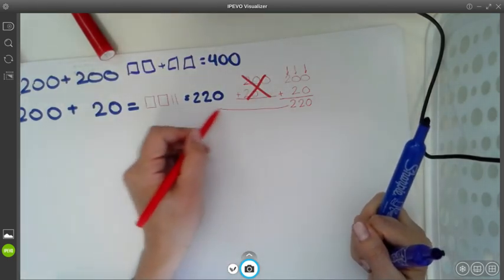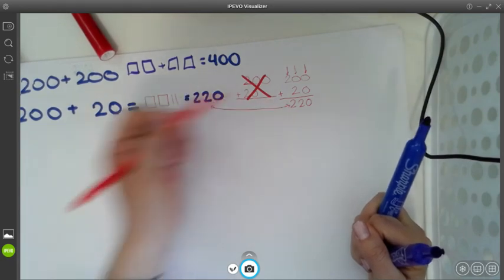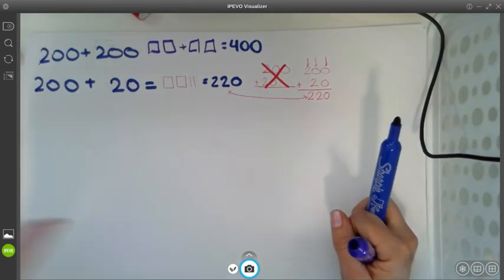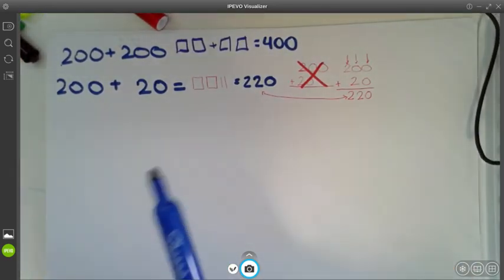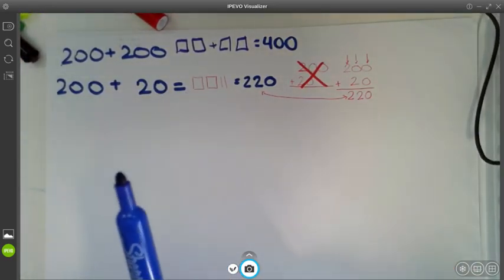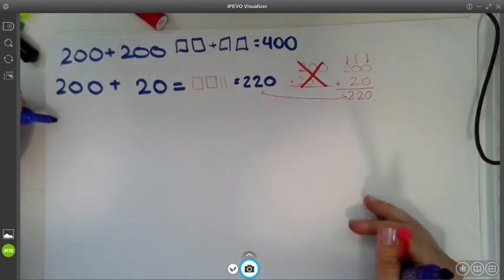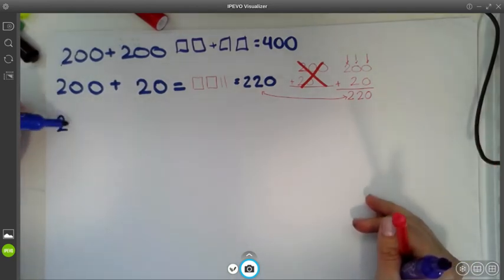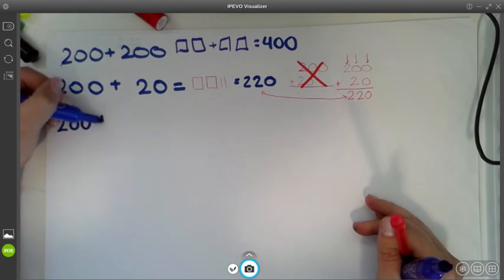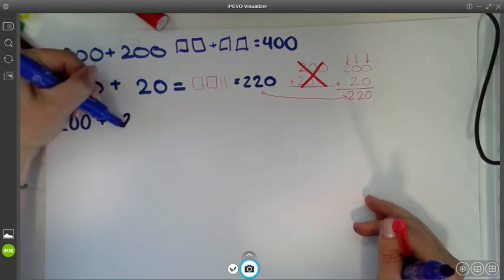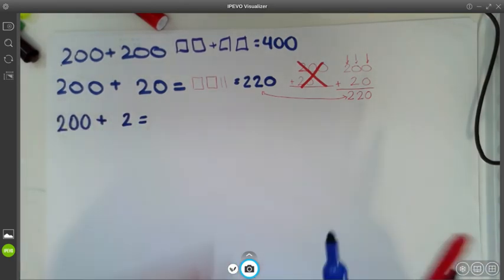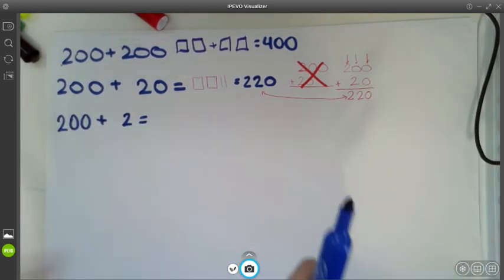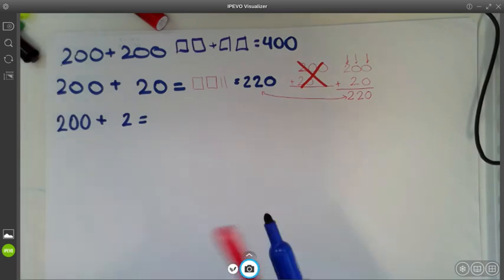Okay, so you have the same thing, but there are just two different ways to solve that problem. Okay, let's go ahead and do another one. We had said the next problem was going to be 200 plus 2. Again, a great way you might be able to just look at this and know in your head, well, I know what that answer is. Maybe you want to make a drawing to help support your thinking.